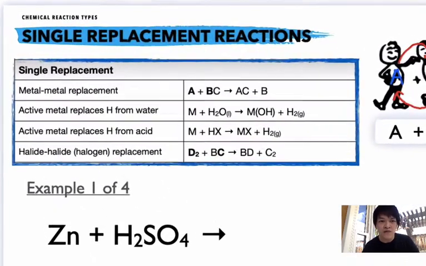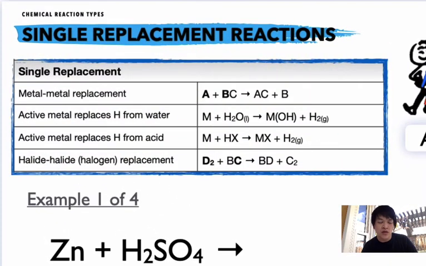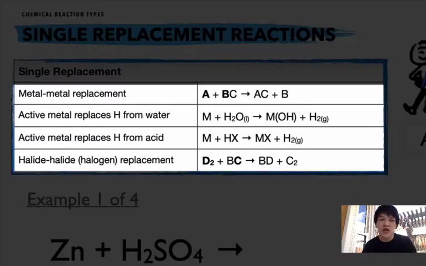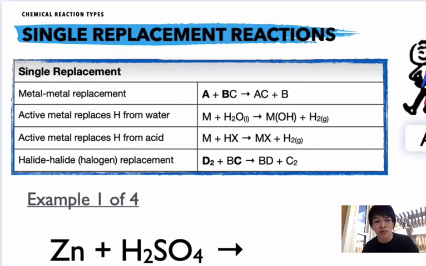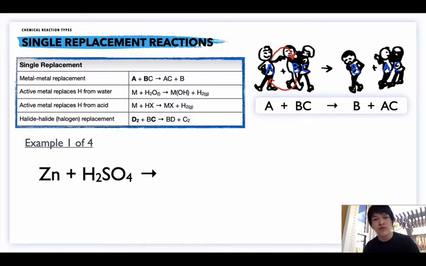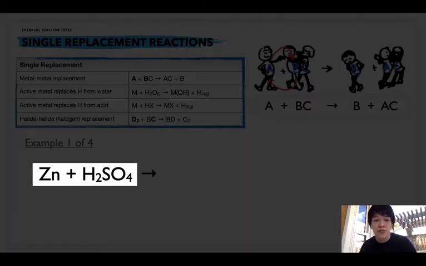If you look at the left, what we have is for single replacement reactions, there's actually 4 types, and you can just go ahead and read through those types right there. But as I go through the examples, I'll just point out which one it is. If we look at the bottom, here's our first example. What we have here is zinc metal and sulfuric acid.